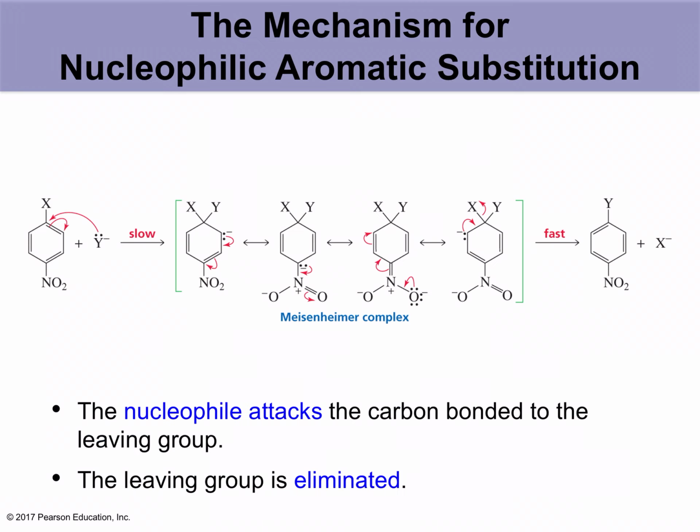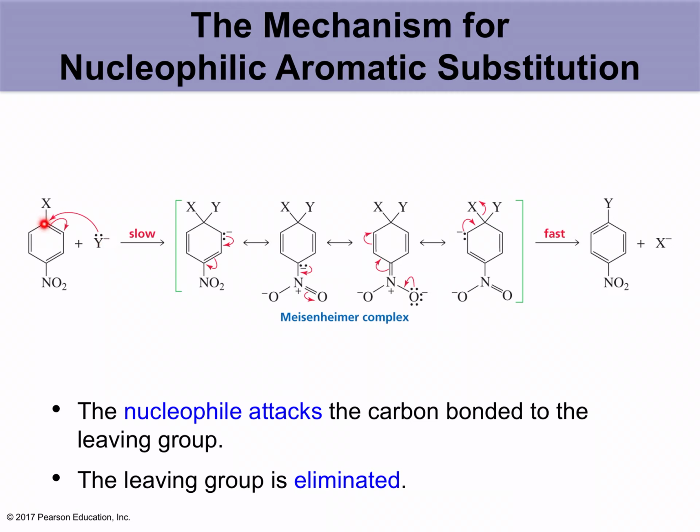And this is how the nitro group withdraws electrons from the benzene ring. The mechanism for nucleophilic aromatic substitution: so let's say you have a nitro group and then this is your nucleophile.